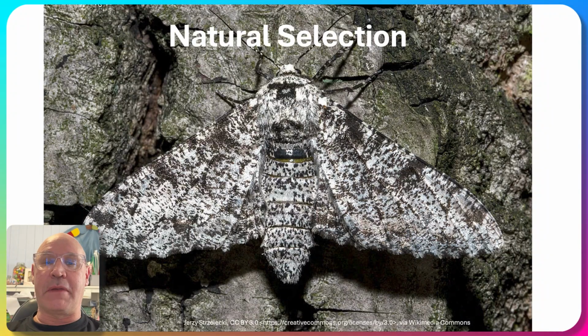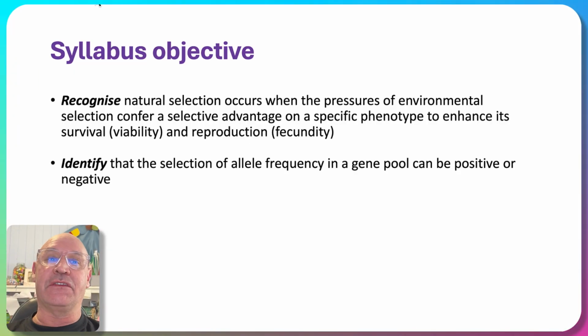Okay, so let's talk about natural selection. There's several syllabus objectives. The first one here pretty well describes the process of natural selection, so we'll come back to that a few times. And then it introduces this idea of allele frequency. So let's look at these.